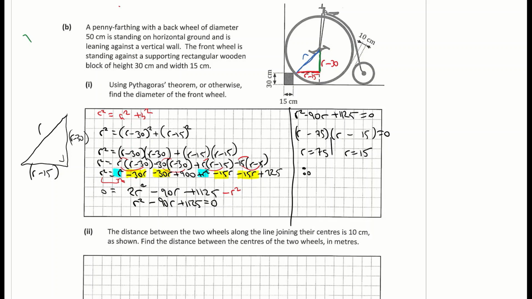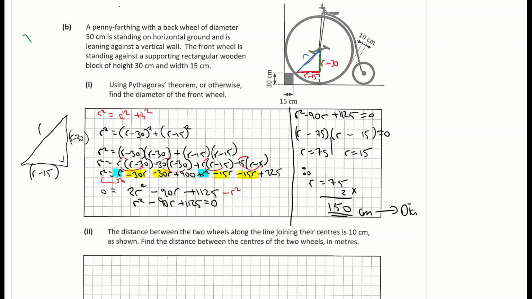So therefore the diameter of my wheel is going to be, well, a radius of 75. I can't take this smaller length of 15. Just look at your diagram. 15 centimeters won't work there because don't forget the block is 30 centimeters thick, so it has to be greater than 30. So I'm taking my radius of 75. I'm going to times that by 2 to make it into diameter. So that's 150 centimeters. So that is the length of my diameter.